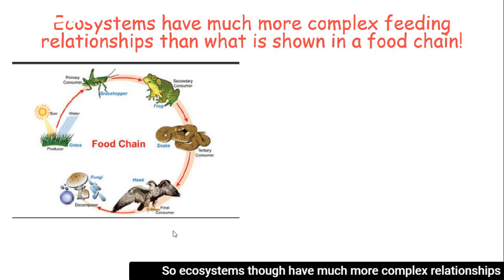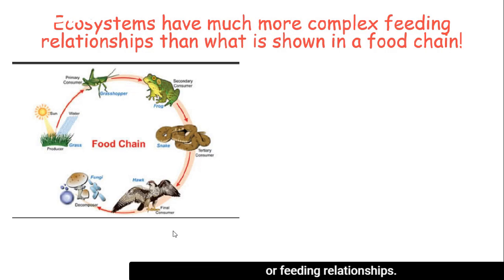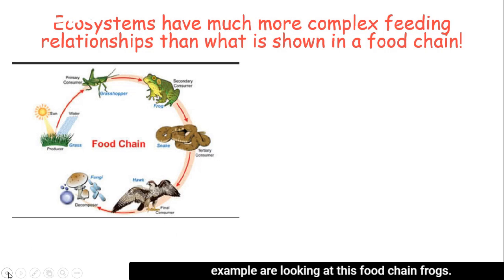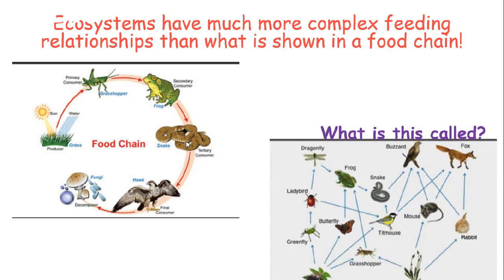Ecosystems, though, have much more complex feeding relationships than what is typically shown in a food chain. Looking back at that bear example, bears definitely eat a lot more than just salmon or fish. Sometimes you might see them munching on some berries, for example. Or looking at this food chain, frogs sometimes actually eat other frogs, so they can act as a tertiary consumer, but a food chain will not show that. It's only showing a linear sequence of events.